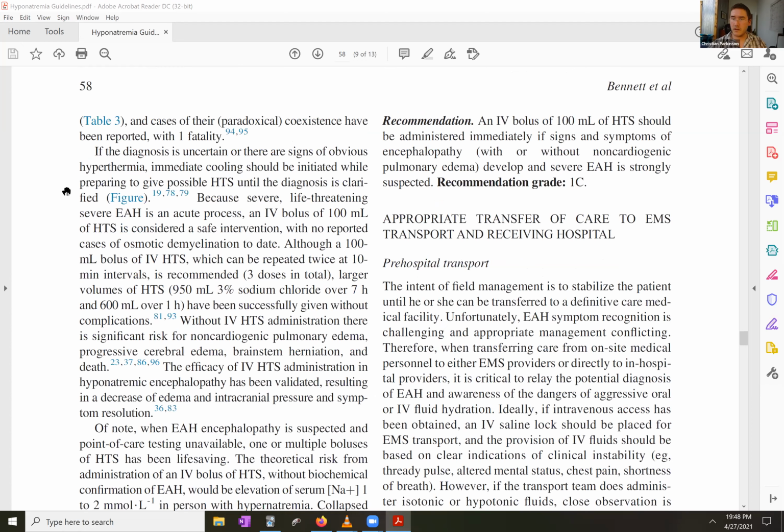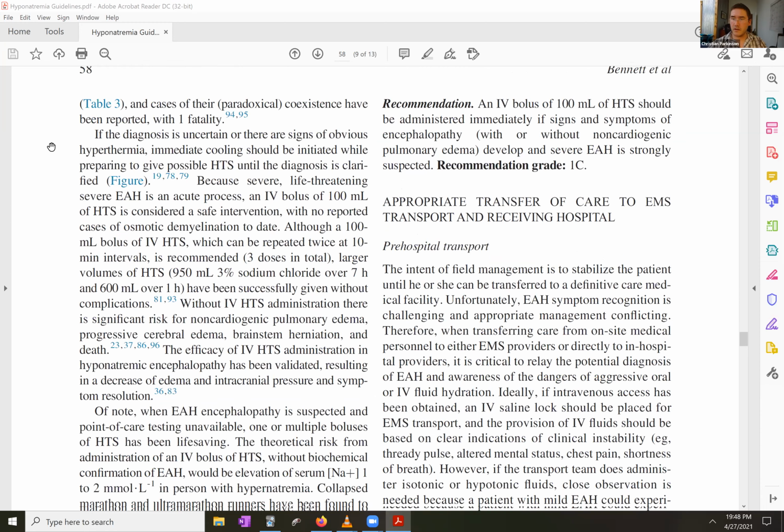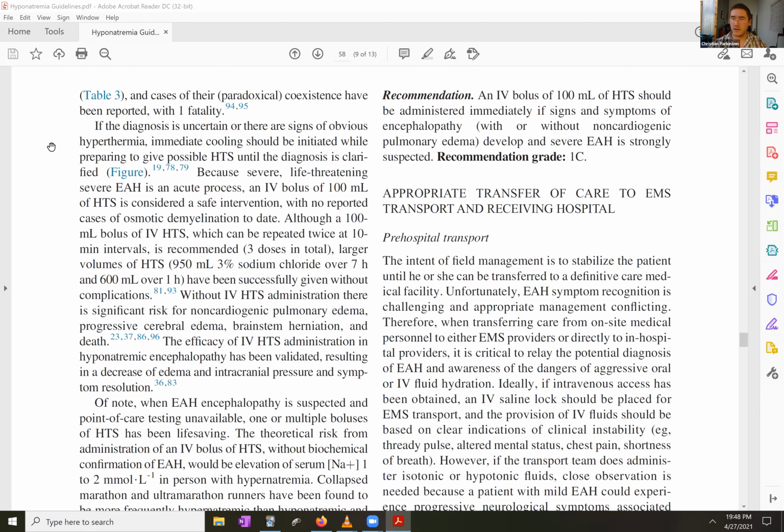One fatality. Again, we're measuring hyperthermia, and if we're going to talk about carrying an I-stat into these situations, we can also manage a thermometer. But with active cooling, if things are not improving, we can almost safely assume that they are hyponatremic, and they prescribed 100 mil hypertonic saline, 3 doses every 10 minutes.